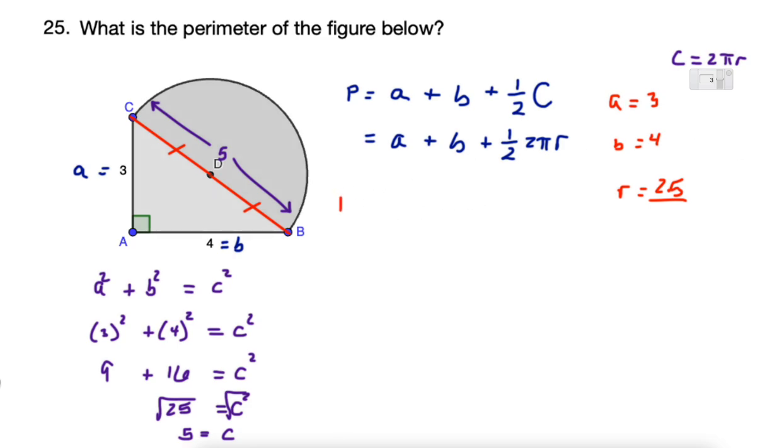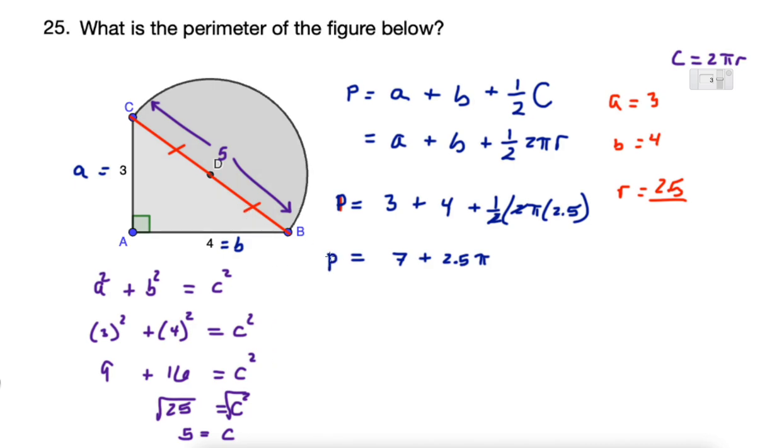So P equals 3 plus 4, I'm substituting my values now, plus 1/2 2 pi times 2.5. 7 plus, okay, so half of 2, so these cancel, and I get 2.5 pi. I like that answer right there.